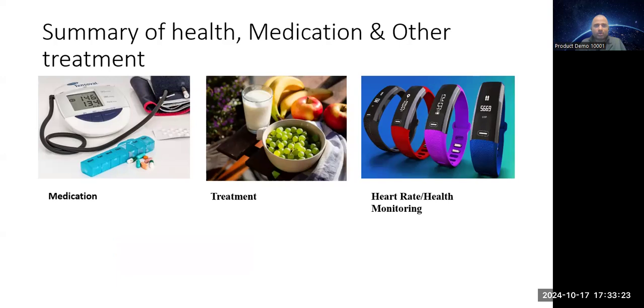All right. So another place where you might need your APS form, your attending physician statement, would be for a summary of health, medication, and other treatments. Again, the insurance company will need this summary to underwrite risk as well as to approve claims. This summary may or may not include things like medication, treatments, your heart monitoring, and so on.